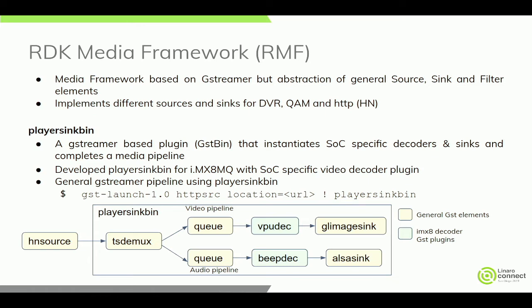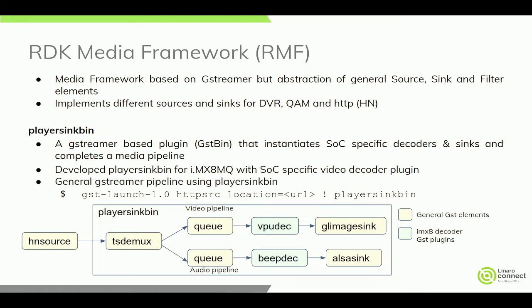Coming to the media client side, the framework implements a media player sink. That player sink is a simple GStreamer based plugin. It's based on GstBin, and it instantiates SOC specific decoders and sinks. Internally it forms a pipeline. In the case of Freescale MX8, this is implemented in a way that it instantiates a TS demuxer and forms a video pipeline with the SOC specific video decoder and the audio decoder, and this will be the player sink bin used in the media framework.